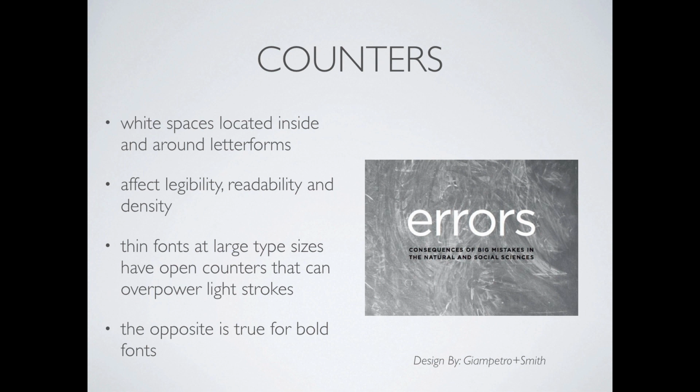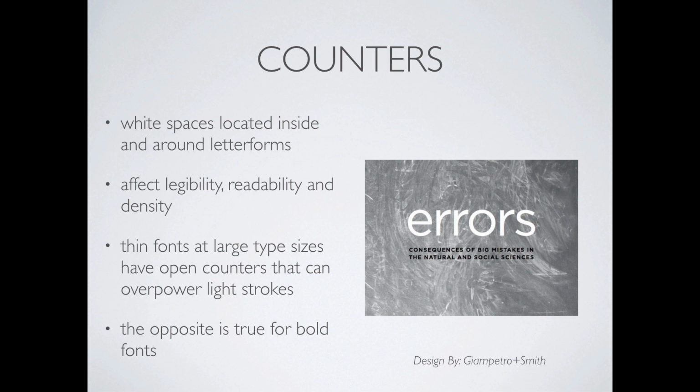Counters are the white spaces that are located in and around the letter forms themselves. So you do the letter E, for example. The inside of the E, inside of the loop, has space to it. And so depending on how big these letter forms are, it's going to be easier or harder to read that particular letter. So it's a combination of the thickness of the font and how large it is.